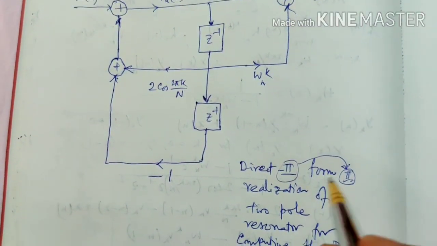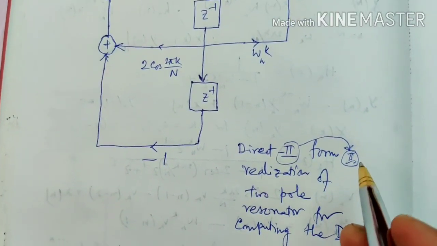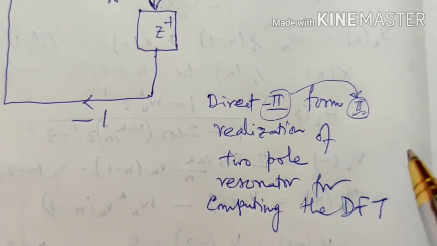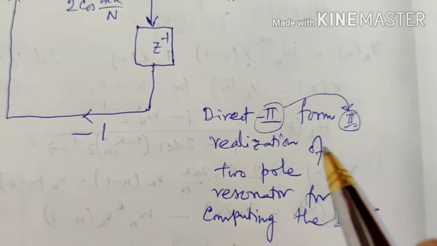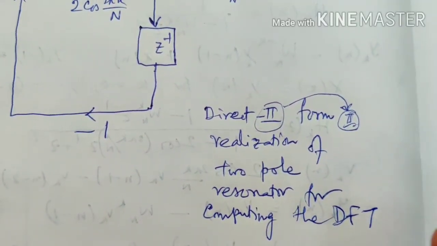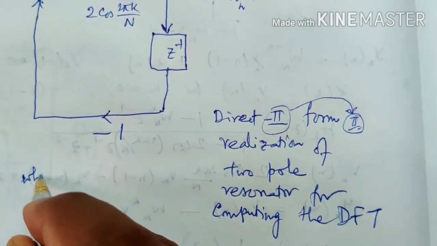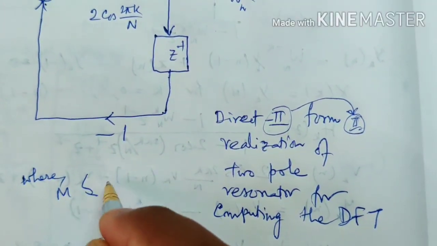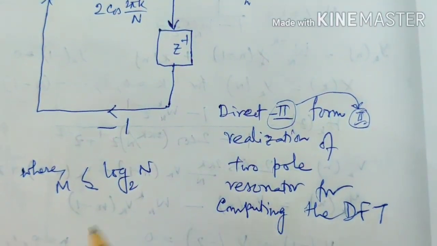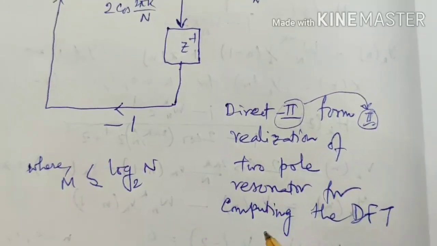So the Goertzel algorithm is particularly attractive when the DFT is to be computed at a relatively small number M of values, where M is less than or equal to log base 2 of N. Otherwise, the FFT algorithm is a more efficient method.